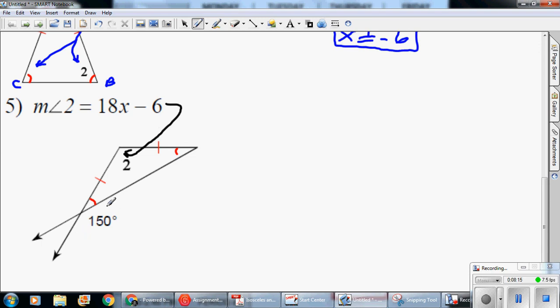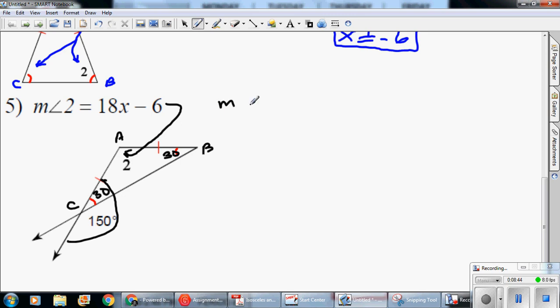Now remember, this is a straight line. From this side to this side will be 180. So 150 plus what would give me 180? That would be 30. Now this angle and this angle are congruent, so this side is 30, this will be 30. Now let me call this angle A, angle B, and angle C.